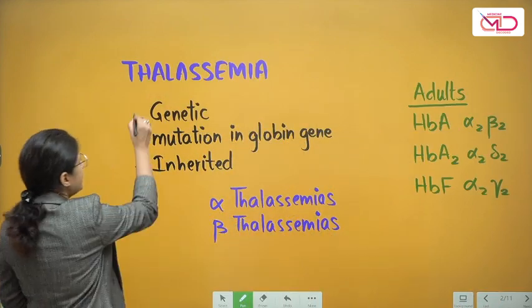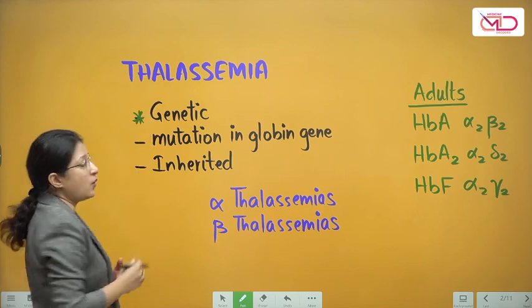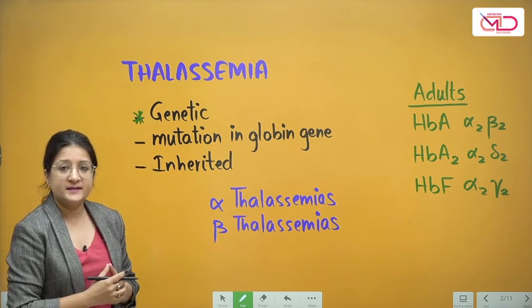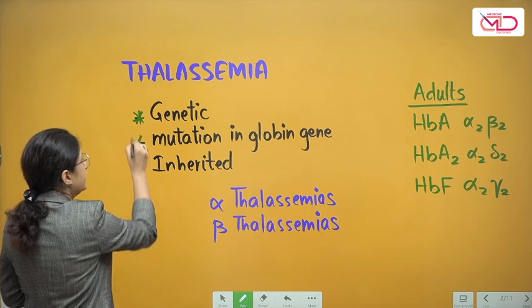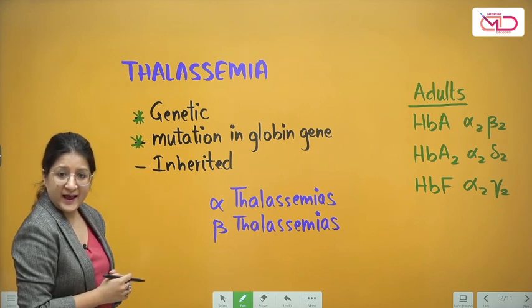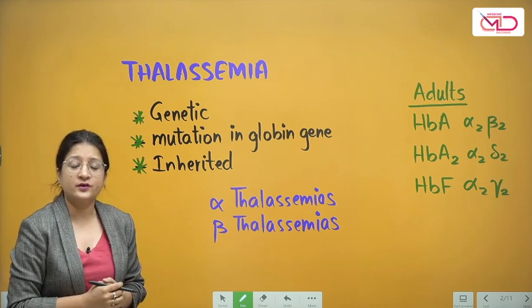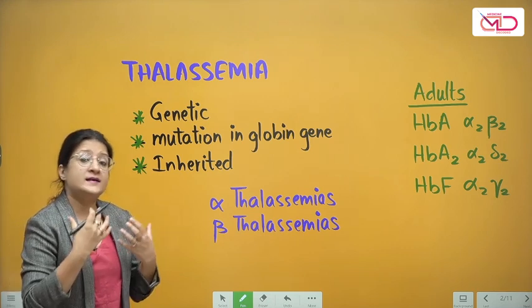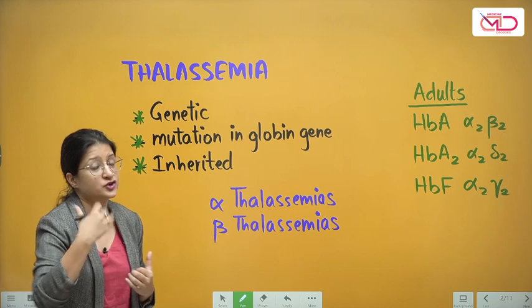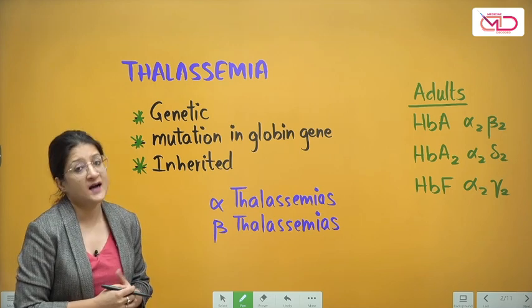Thalassemia is a genetic disorder where there is a mutation in the globin gene, and we inherit that mutation from either of our parents. So if we ourselves are carrying that mutation, we can transmit it to our offspring as well.